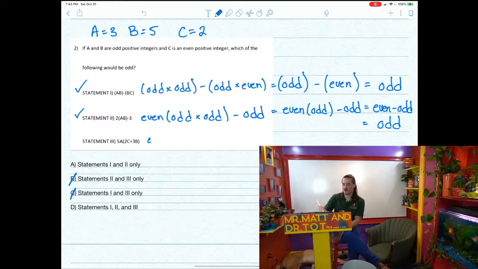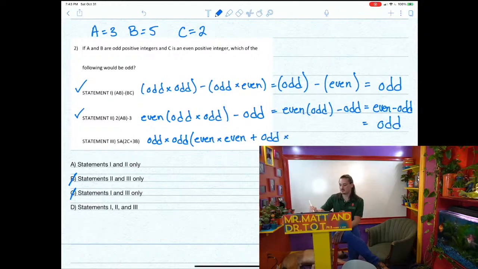So we're going to have an odd value times A, which is also an odd value. Quantity times 2 times C. 2 is an even. C is an even. Plus 3, which is an odd, times B, which is an odd. Now this one's a little bit more involved. So on the outside, at the very beginning of the parentheses, we have an odd times an odd. An odd times an odd will always result in an odd value.